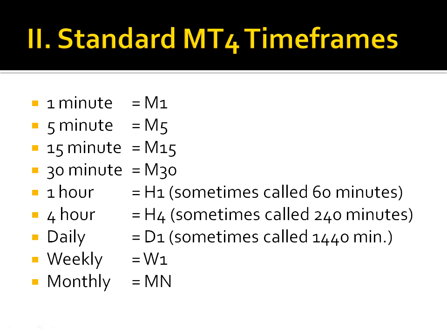The standard MetaTrader 4 time frames are 1 minute, 5 minute, 15 minute, 30 minute, 1 hour, also called the 60 minute, 4 hour, sometimes called the 240 minute, the daily, which is occasionally called the 1440 minute, rarely, but sometimes. Then you've got the weekly and the monthly.